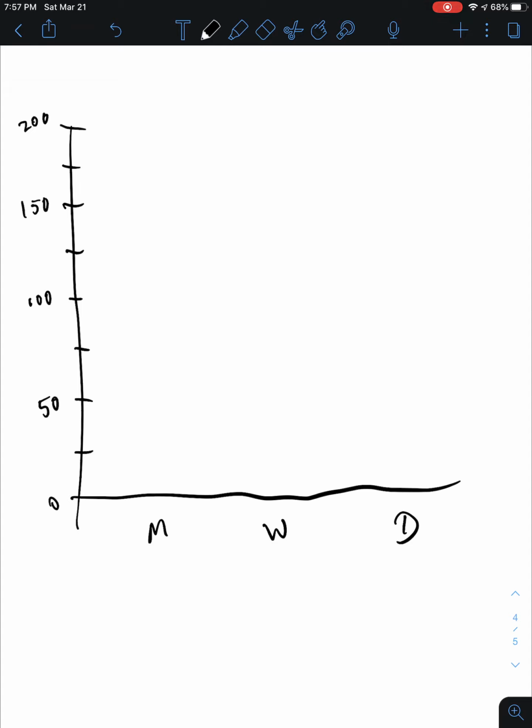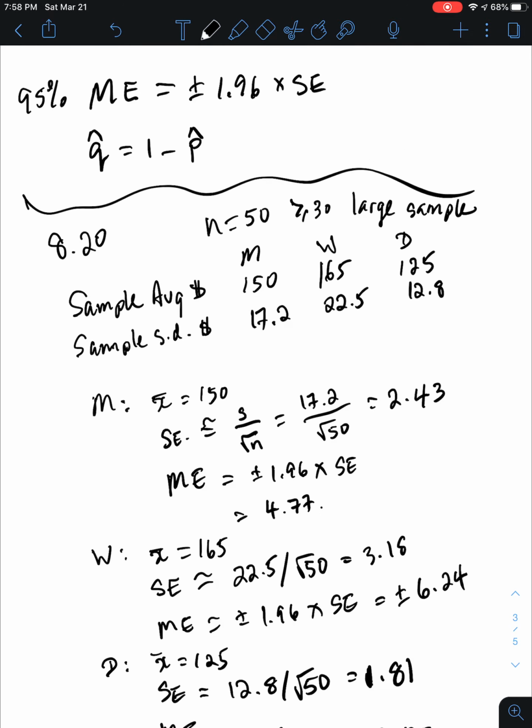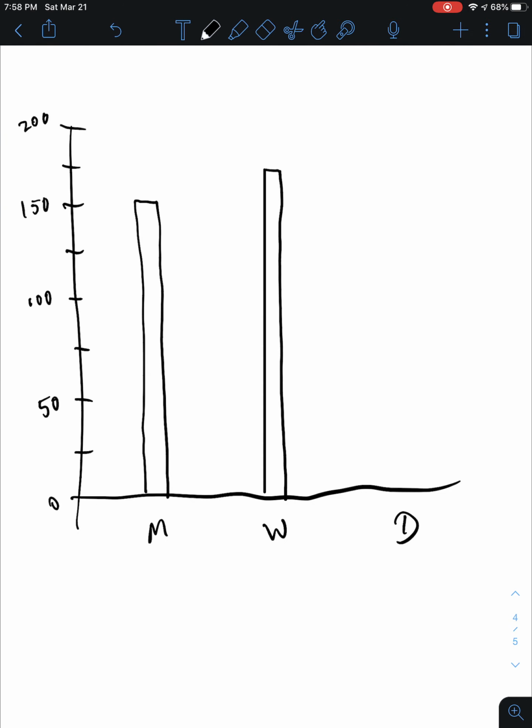All right. So let's graph where the Marriott is on this chart. Marriott is 150. So we're going to put a bar up to 150. There. And Westin is 165, so we're going to put a bar going up to 165. It's about there. Look at that, it made my line nice and straight. Okay, and finally DoubleTree, 125. Going to put a bar up to 125 for DoubleTree. All right.